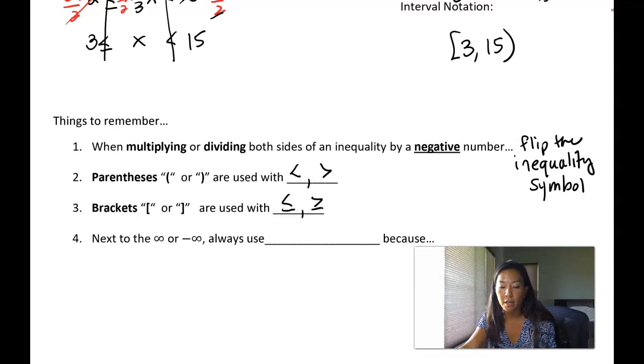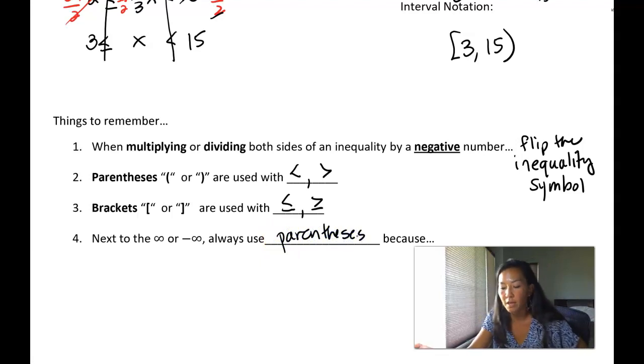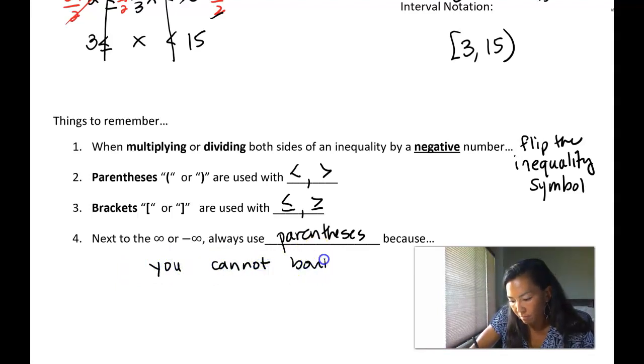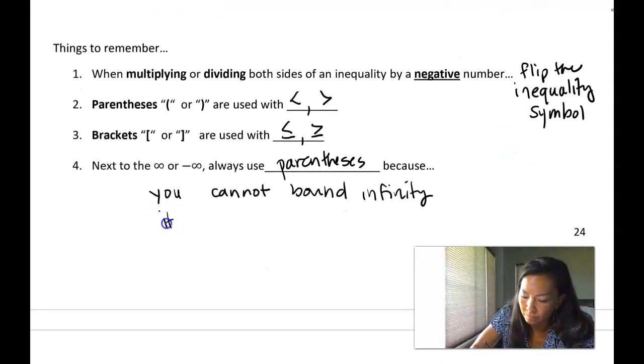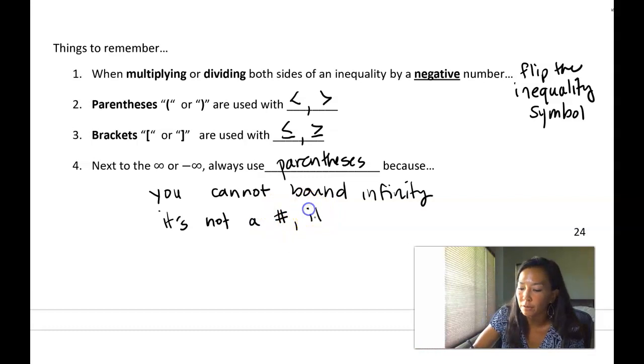And the last thing, next to the infinity or negative infinity, always use parentheses, because you cannot bound infinity. It's not an actual value. Okay, it's the idea of where that number goes.